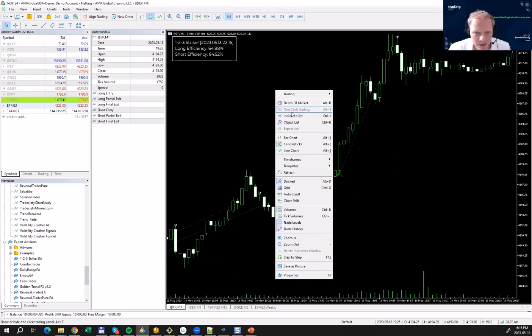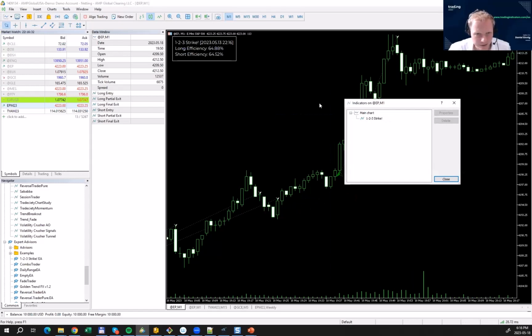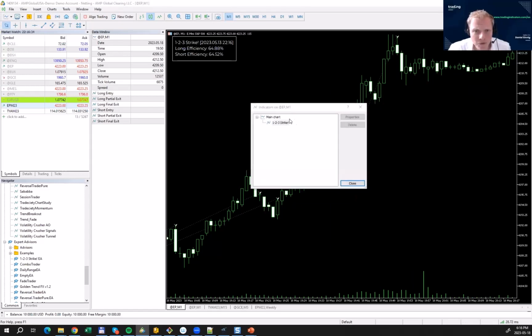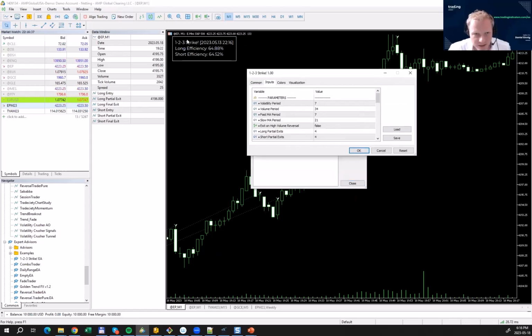And let me jump into the settings of this indicator. And I would like you to observe something. As you can see here, we do have our little statistics box in the top left corner. And if you know our indicators, you already know what these mean. These are the historical win rates of our signals, historically speaking. We can see that in the long direction, in the look-back period, we had an efficiency of 64.88%, and for short, 64.52%. So pretty much the same long or short.